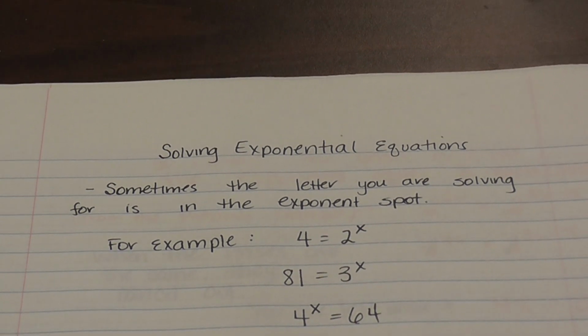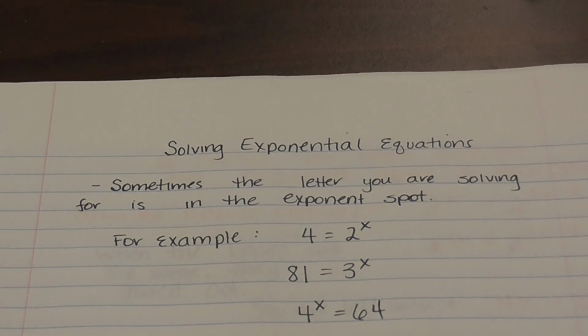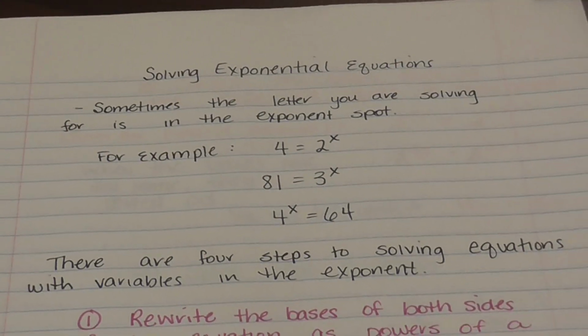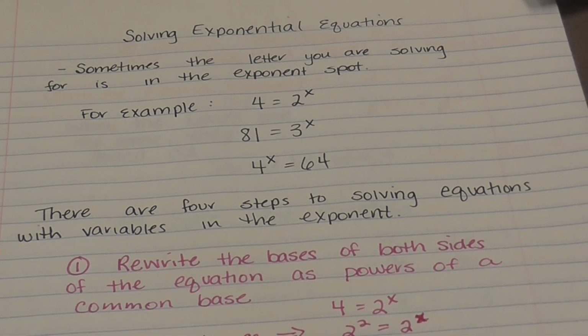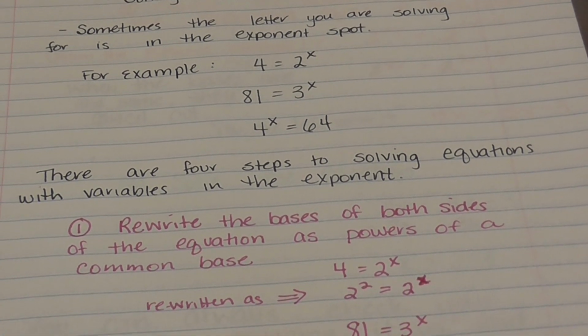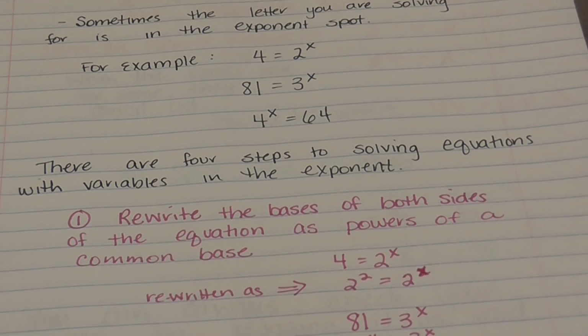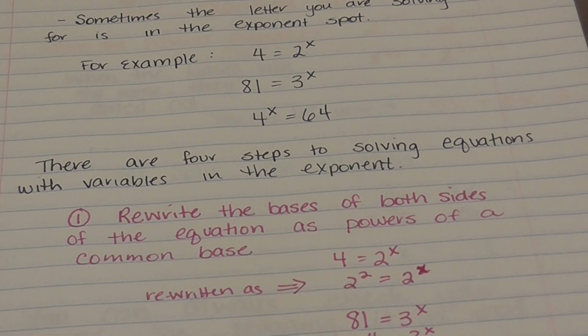Our x that we're trying to solve for is in the exponent spot, so there's a few steps that you need to do to get the x by itself. There's exactly 4 steps to solving equations with variables in the exponent spot. Number 1, you want to rewrite the bases of both sides as powers of a common base.